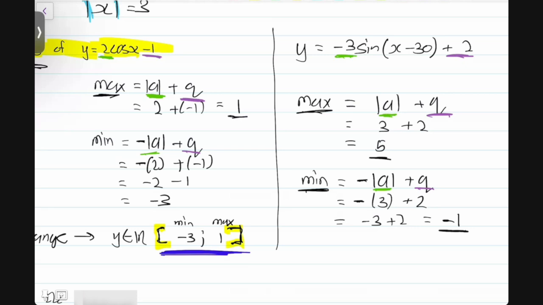So this is going to be y is an element of real as the range, where it is from the minimum to the maximum, from minus 1 until 5. And that's it. That's how you'd find the range.